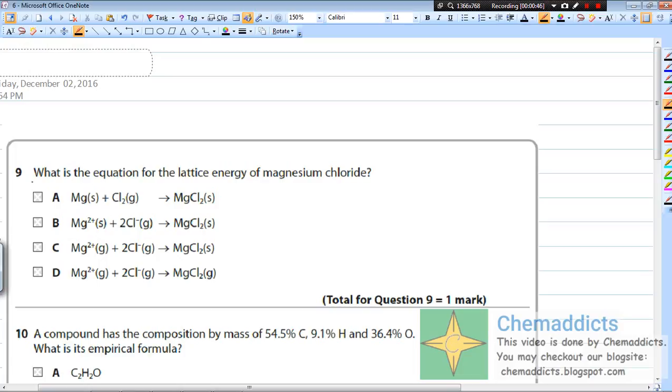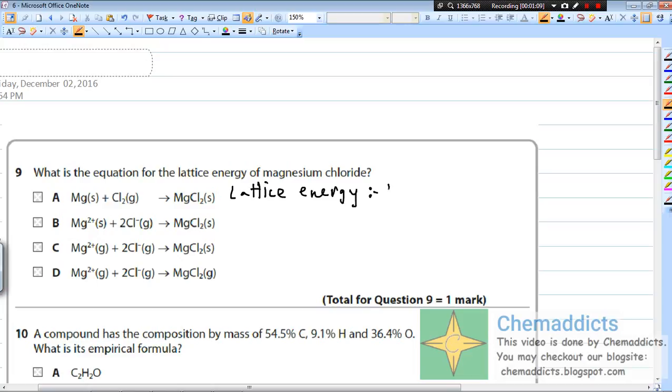So let us read the question. What is the equation for the lattice energy of magnesium chloride? In order to answer this question, let us again recall the definition of lattice energy. Let us write down the definition for lattice energy.